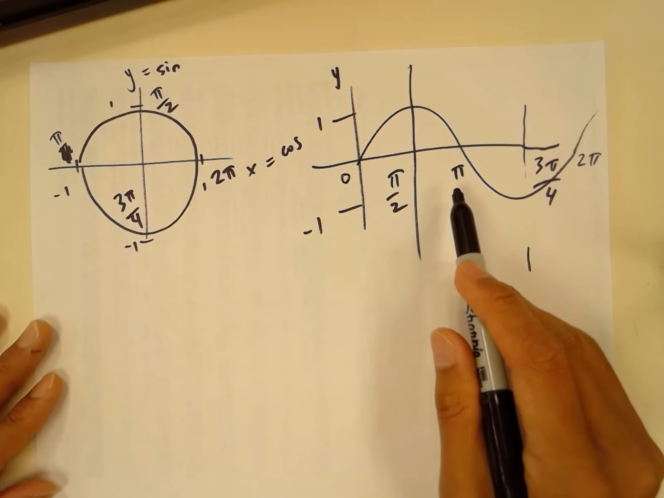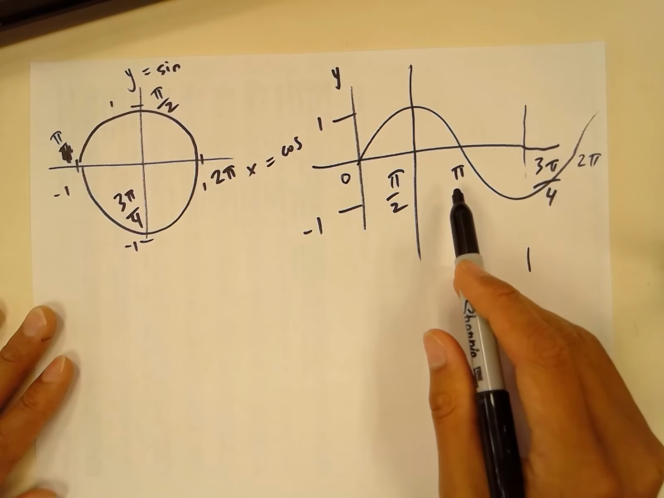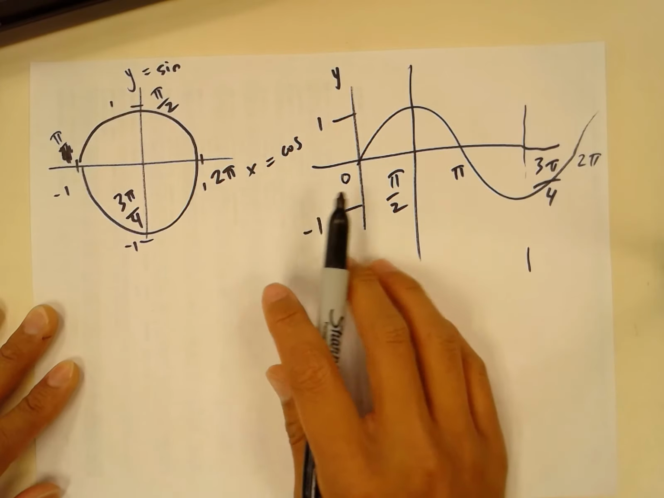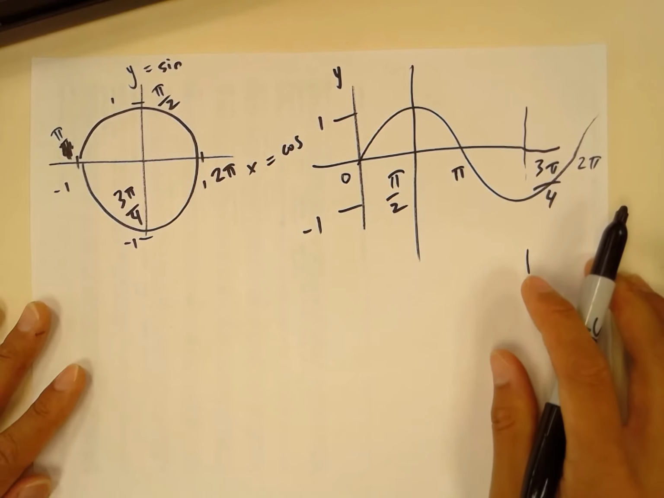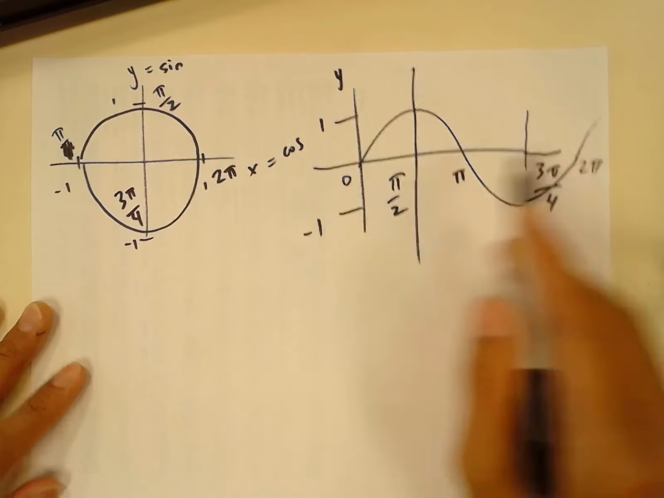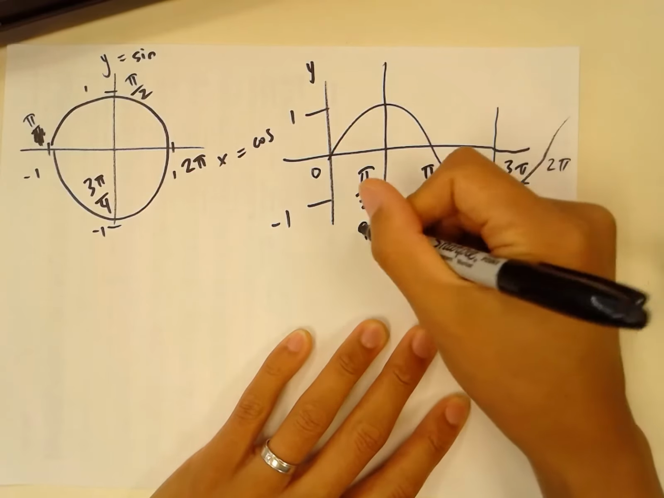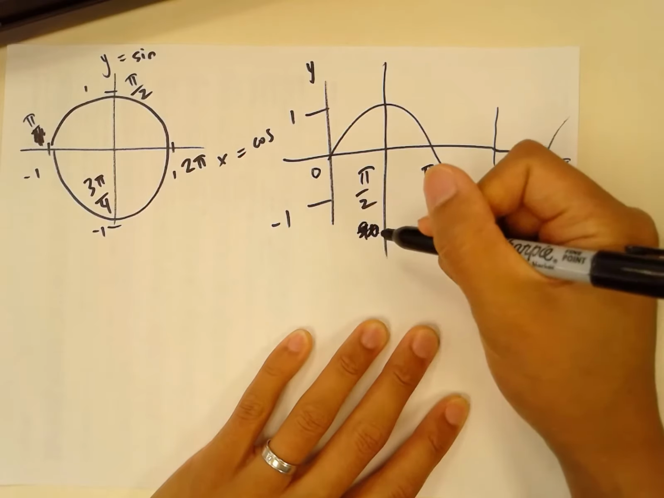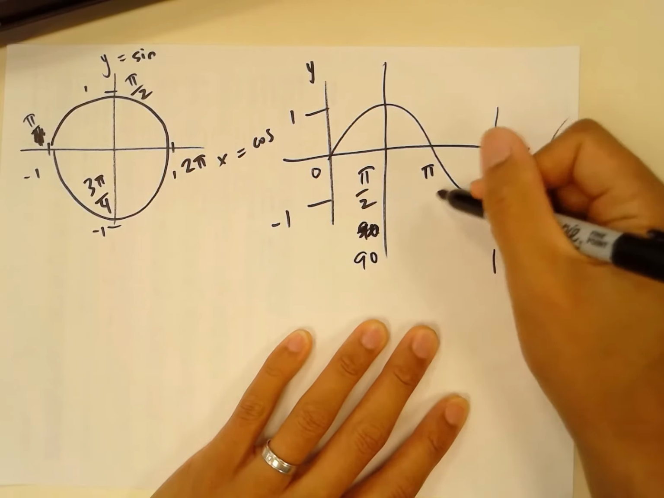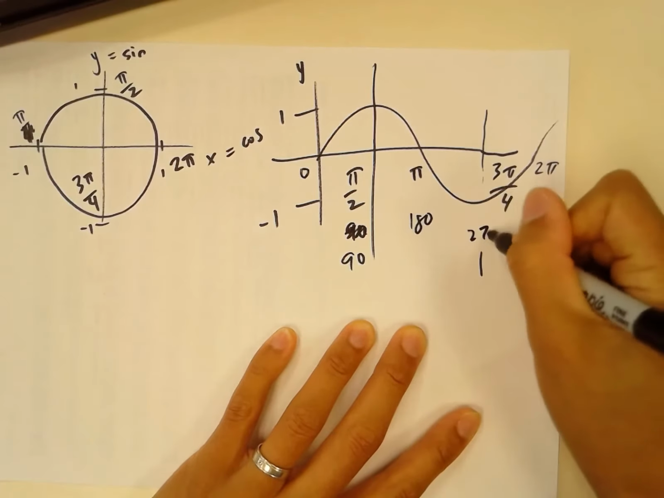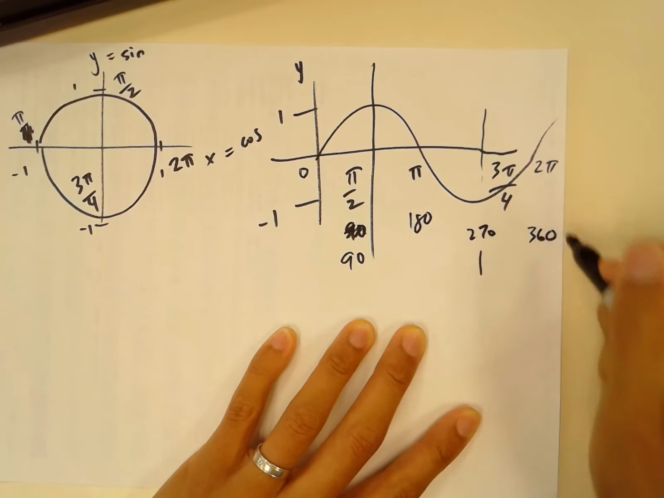So how are we going to do it? Well, we're not going to be doing things in terms of radians. We're going to be doing things in terms of degrees. So we will go from 0 to 90 degrees, 90 degrees to 180 degrees, to 270, to 360 degrees.